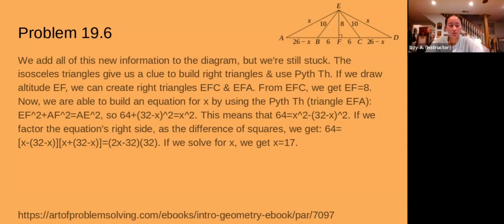If we factor the equation's right side as the difference of squares, we get 64 is equal to (x minus (32 minus x)) times (x plus (32 minus x)), and that's equal to (2x minus 32) times 32. If we solve for x, we would finally get 17 as our final answer.